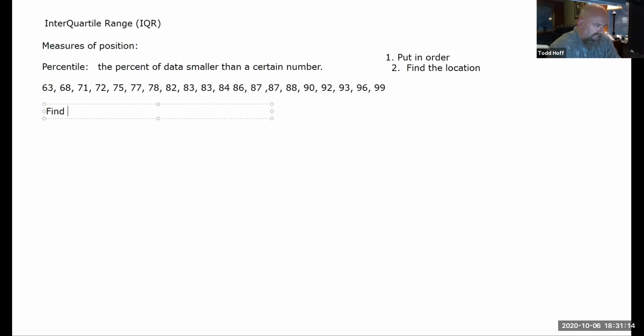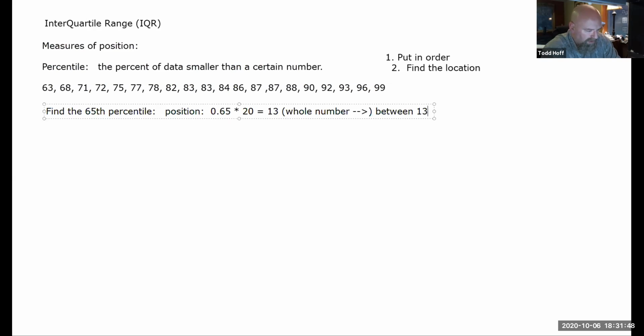So I might ask you to find the 65th percentile. Well, the position is not 0.5 anymore because it's not halfway, it's 65% of the way. So the 65th percentile is 0.65 times n, which is 20 here. That gives us 13. Now again, that's a whole number, so that means it's between that one and the next. So it's between the 13th and 14th number in the list.